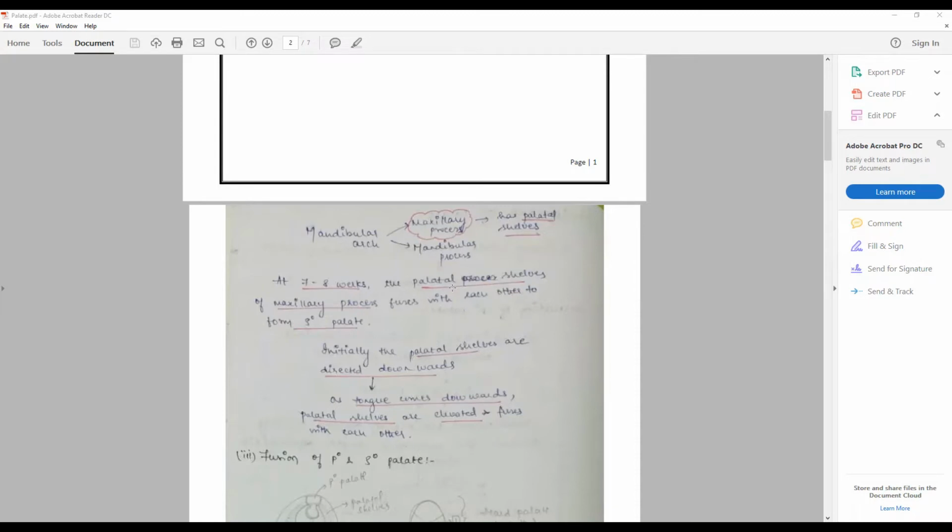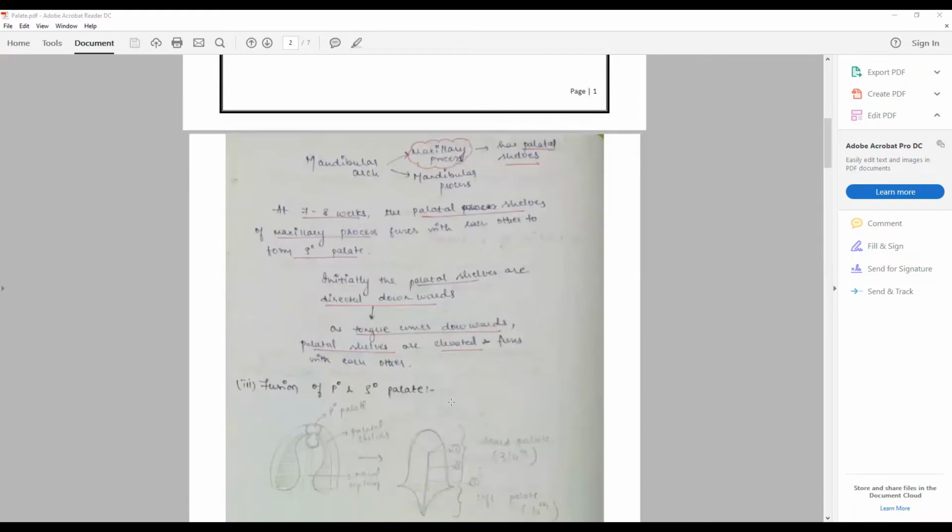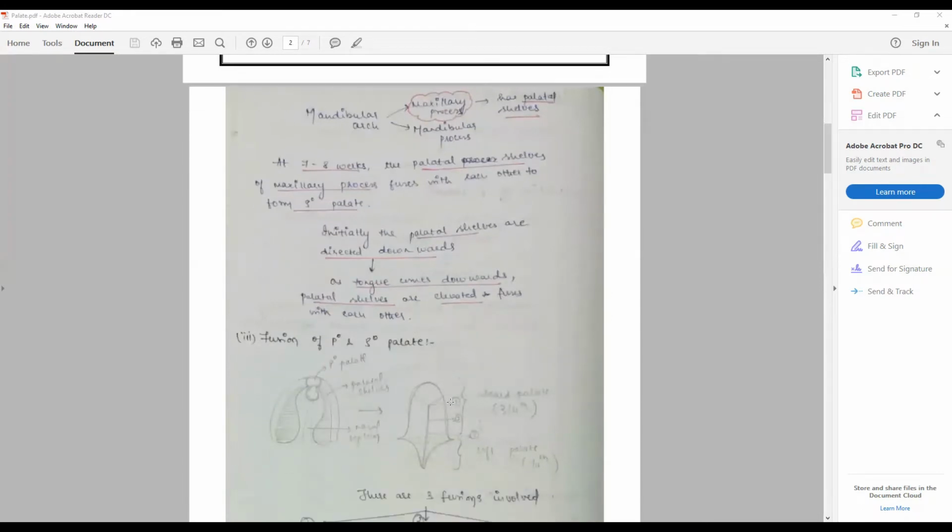The maxillary process and the mandibular process are involved, of which the maxillary process has palatal shelves. At about 7 to 8 weeks, the palatal shelves of the maxillary process fuse to each other to form the secondary palate. Initially, the palatal shelves are directed downwards in growth. As the tongue comes downwards, the palatal shelves are elevated and fuse with each other to form the palate. The fusion of the primary and secondary palate.